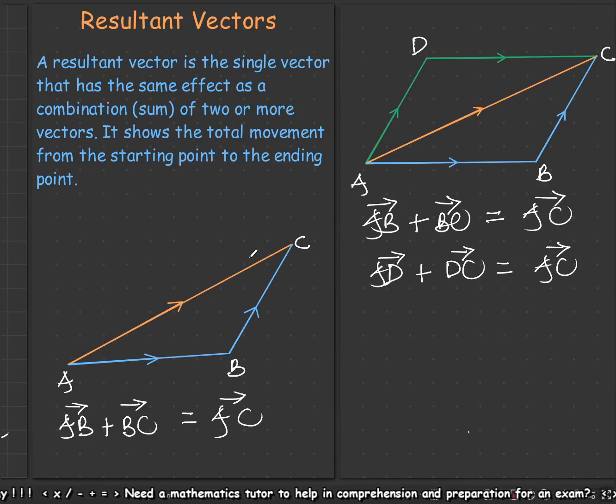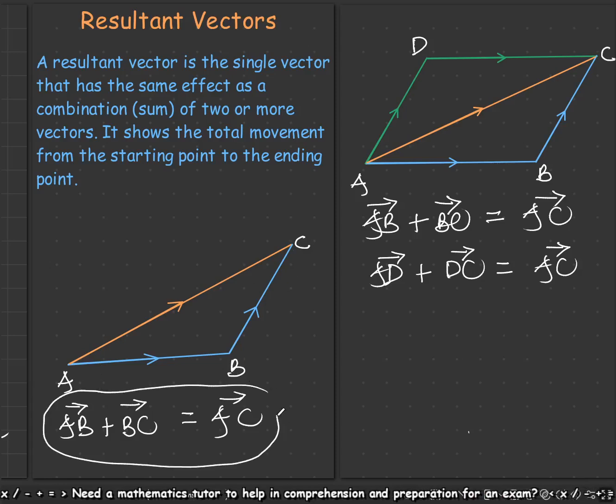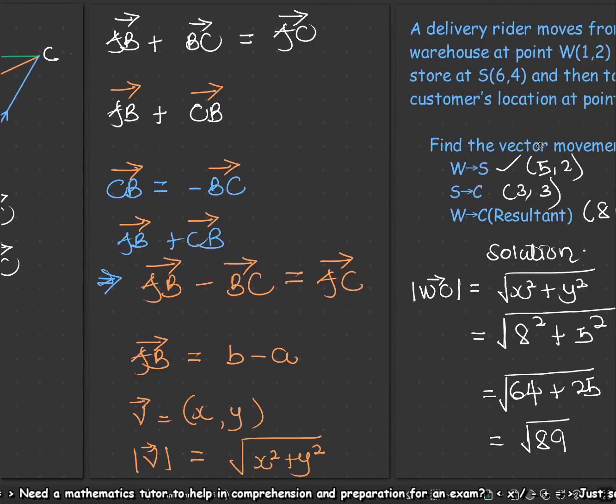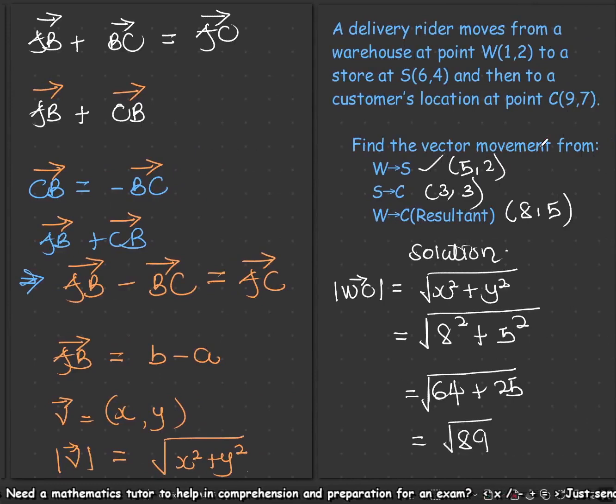If I want to move from A to C, then all I need to do is to move from A to B, then from B to C. And that is what this formula here is about. The same applies to this parallelogram as well. But before you can solve this, you needed pre-knowledge of certain concepts. That is, first of all, how to add vectors, the position vector, the magnitude of a vector, and then the vector between two points.